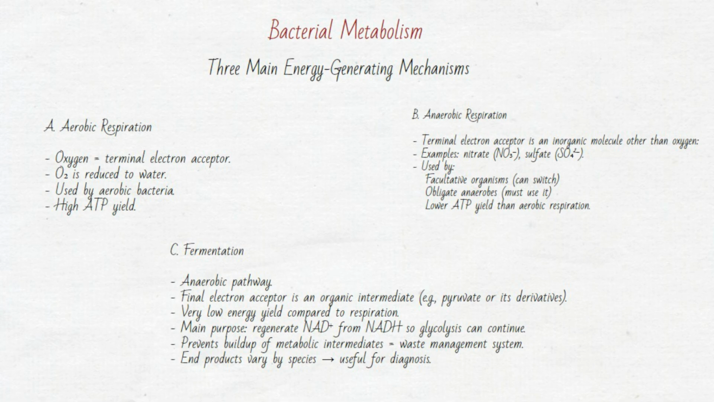The terminal electron acceptor in fermentation is pyruvate or a pyruvate derivative. These end products can be measured and are sometimes diagnostic for a given species. Which brings us back full circle to our ultimate antimicrobial strategy: disrupting that cell wall synthesis. It's a brilliant target because it's a structure our cells just don't have.